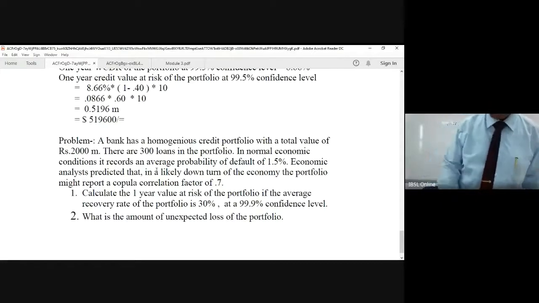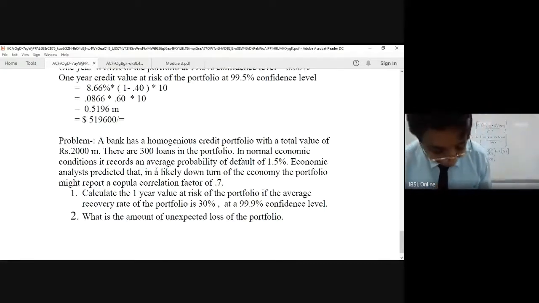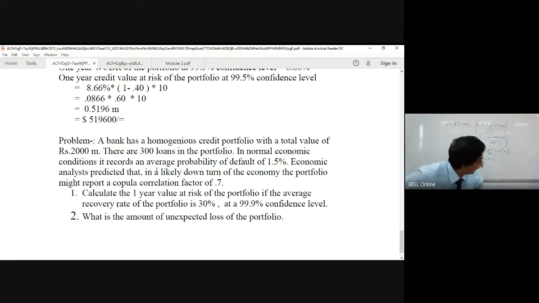But the question doesn't ask for the probability of default, we need to get the value at risk. And the portfolio value is 2000 million. We have now calculated the worst case default rate at 99.9% confidence level. From that, we are in a position to get the credit value at risk.